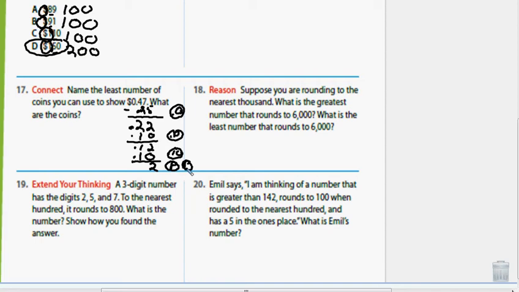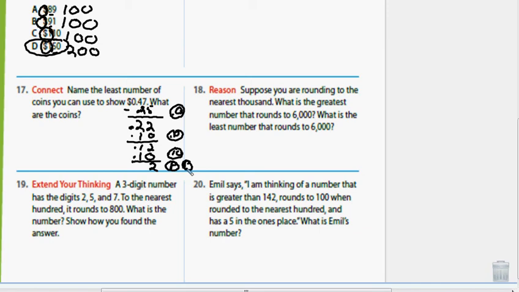Question number 18. Suppose you are rounding to the nearest thousand. What is the greatest number that rounds to 6,000? What is the least number that rounds to 6,000? You need to go and do that one on your own, and we'll go ahead and do 19 together. Okay, a 3-digit number has the digits 2, 5, 7. To the nearest 100 it is rounded to 800. What is the number? Show how you found the answer.